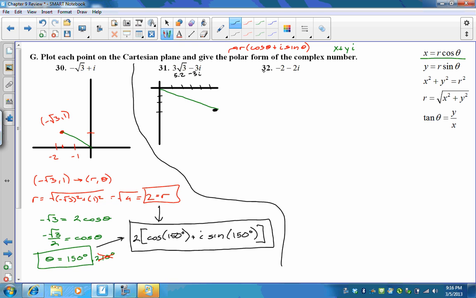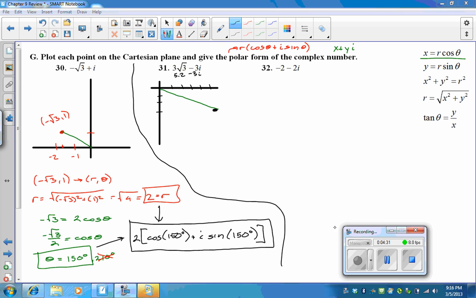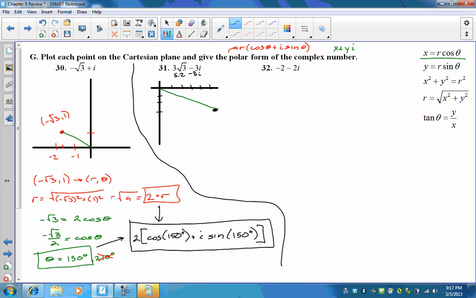Alright, so, let's see, now I don't think that anymore. Okay, so now I need to get the polar form of this complex number. So that's 3 root 3 and negative 3 are the coordinates I just plotted.